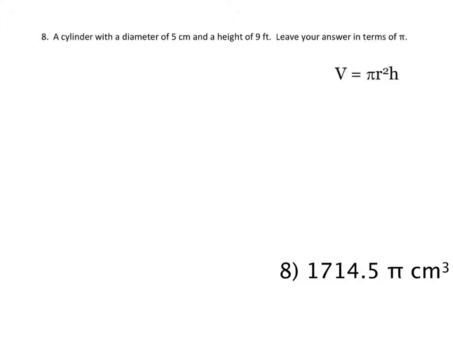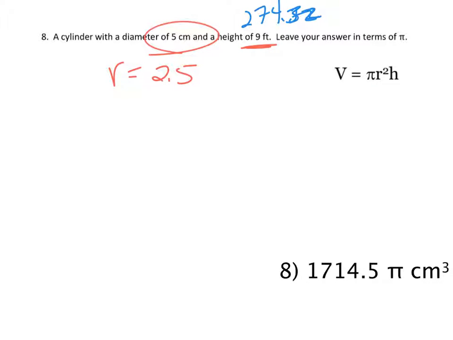Alrighty, so one more here. This time I gave you the diameter, so pay attention to that. So that means the radius is half of that, 2.5. And notice here, 9 feet. So we're going to turn that feet into centimeters. And that's 274.32. Lots of ways to do the conversion for that. So I'll leave that one up to you.